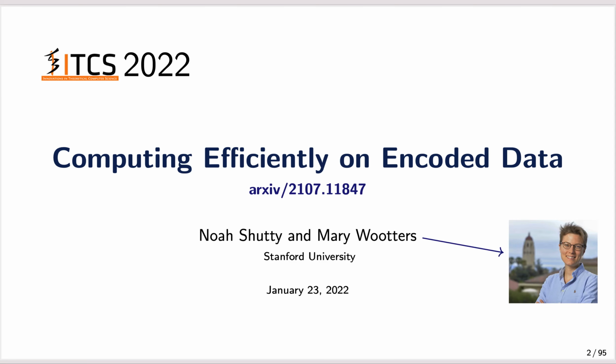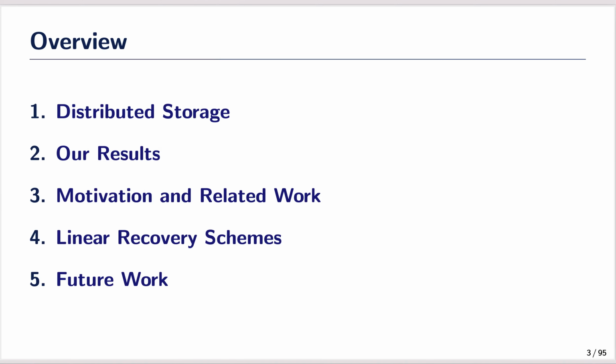Okay, so let's start. I'll first explain the problem setting in distributed storage, and then I'll describe our main result there, which pertains to Reed-Solomon codes. Then I'll step back and explain why we worked on this, why we defined this new problem, what similar ideas exist in the literature, and what our motivation was. Then I will explain what a linear recovery scheme is and how we used those to get our results. And then I'll conclude with some future work directions.